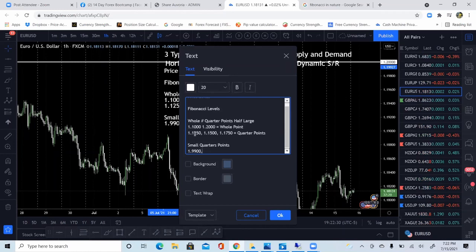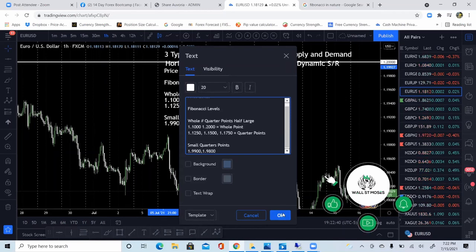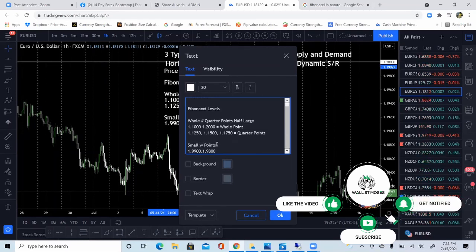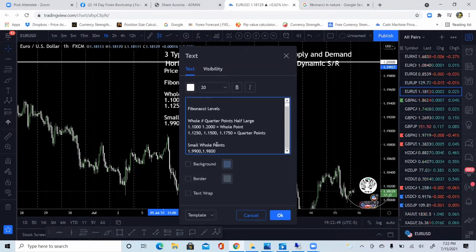And then these are more commonly traded. 1.9800. So let's use those. So those would be your small whole points because you're using 100 pips. So large whole point is 1,000. Small whole point would be 100 pips. So equals 100 pip intervals.